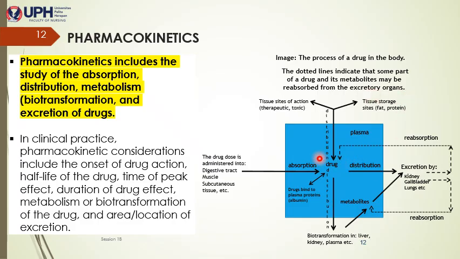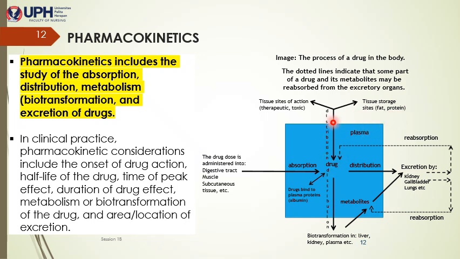So we have a drug, right? We distribute the drug, and then the drug will be absorbed. This drug comes from the digestive tract, muscles, or subcutaneous tissue. Then the drug will bind with plasma protein or albumin. And then the drug will be transported or distributed to the sites of action for therapeutic and sometimes also toxic reactions, and to tissue storage sites such as fat and protein.